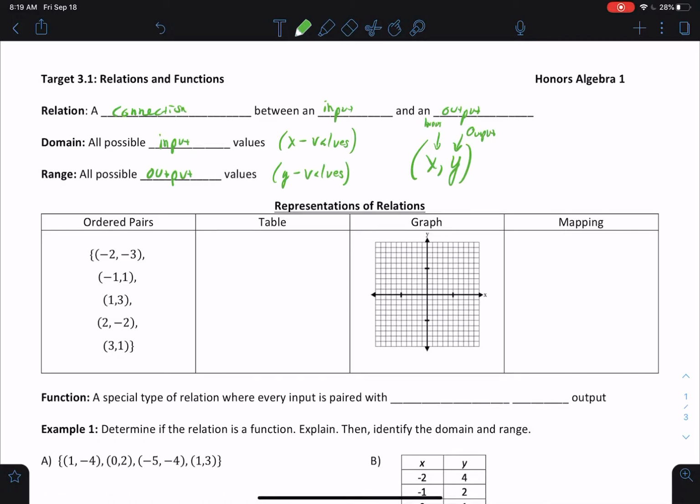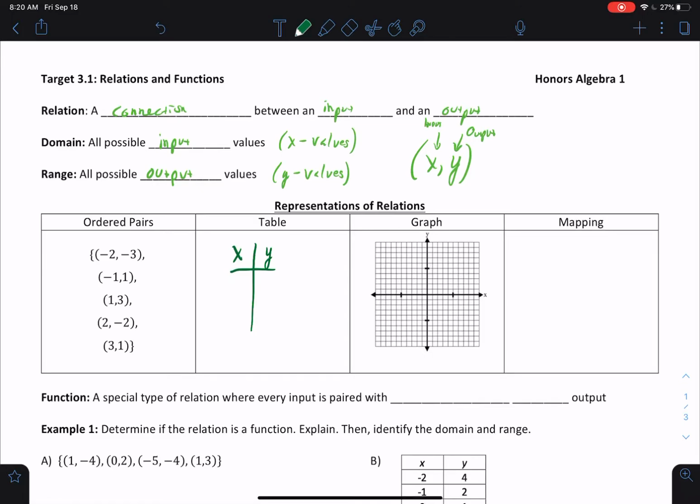Okay, and there's several different ways to represent a relation. Okay, we got ordered pairs, table, graph, and a mapping. So you have these ordered pairs here. You've got an x, which is connected to a y. So if I wanted to make a table of these coordinates, an xy table, okay, all I'm going to do is I'm going to redo this ordered pair so that it represents a mapping or represents a table.